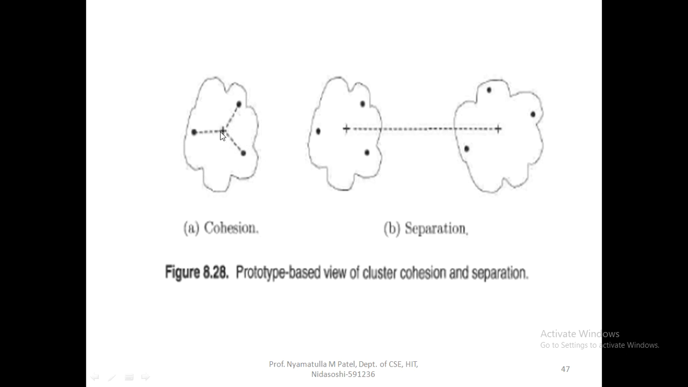So now in prototype-based we are considering the centroid point of a cluster. With respect to this centroid point, there are 3 points in this cluster, 1, 2 and 3. With respect to this centroid, how closely they are in the proximity of this centroid.